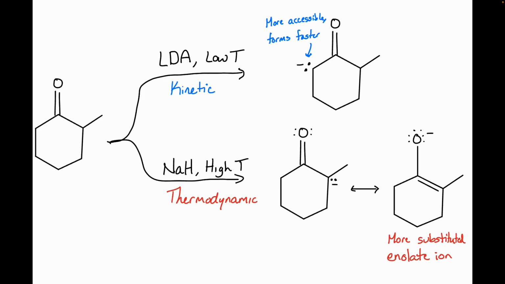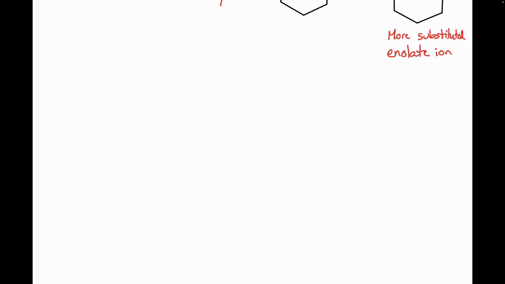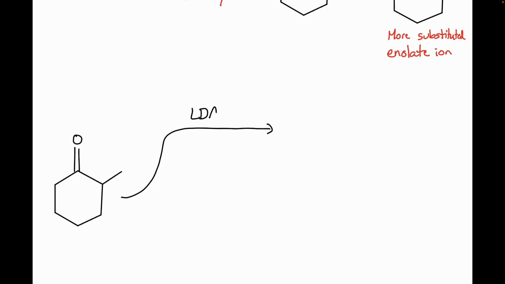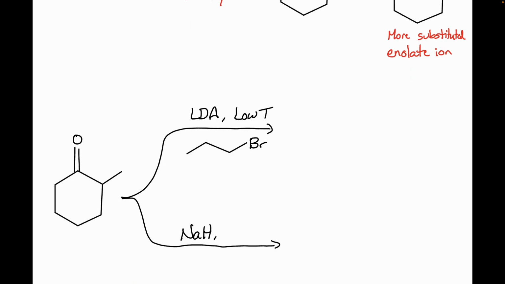All right, so then if we take this same thing, let's just finish this off. You guys are going to give me my products in the following alkylation reactions. LDA, low temperatures, 1-bromopropane, then we'll do our small base at higher temperatures with that same alkyl group, same alkyl halide rather.